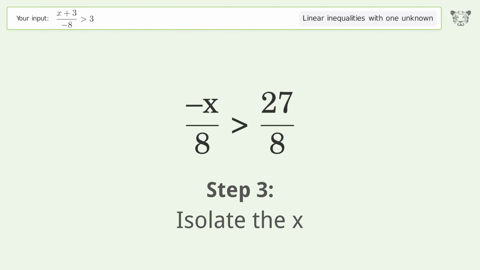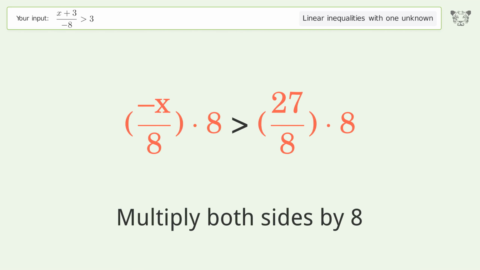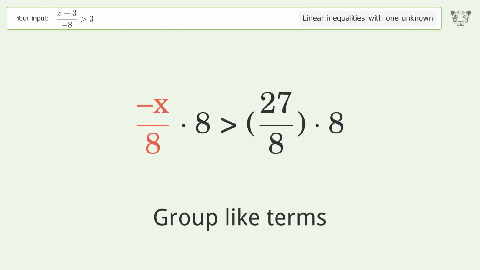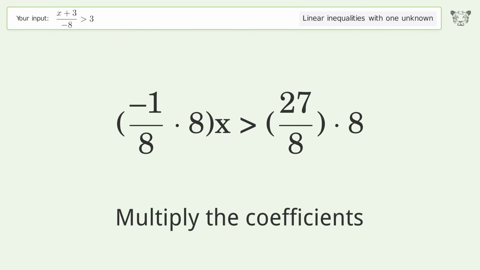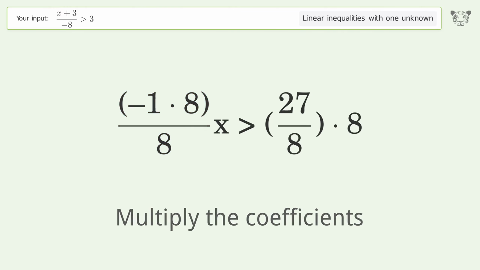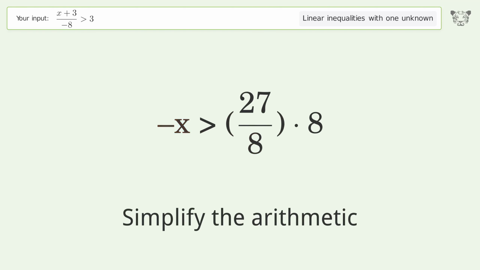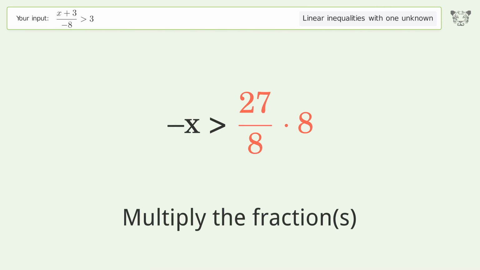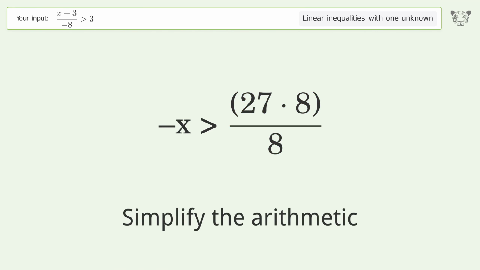Isolate the x. Multiply both sides by 8. Group like terms. Multiply the coefficients. Simplify the arithmetic. Multiply the fractions. Simplify the arithmetic.